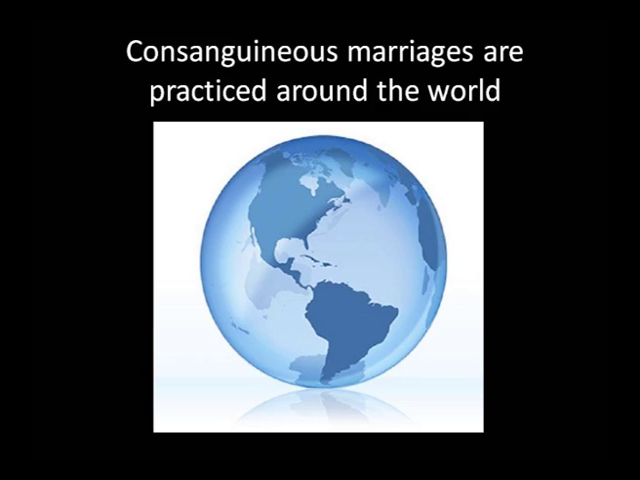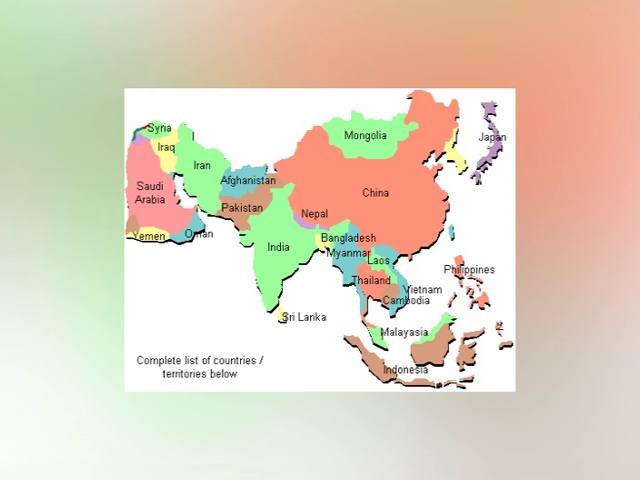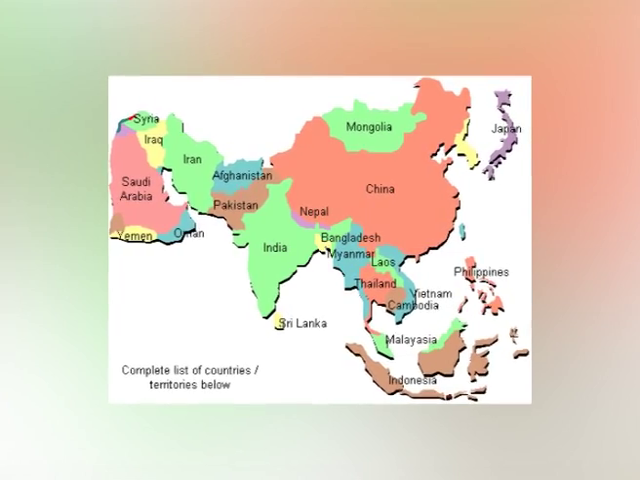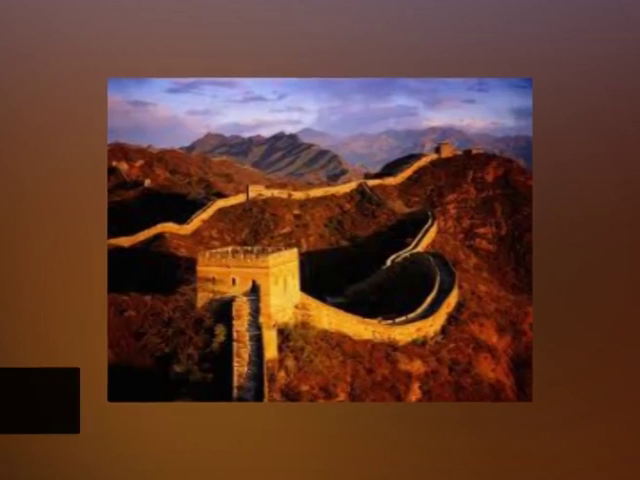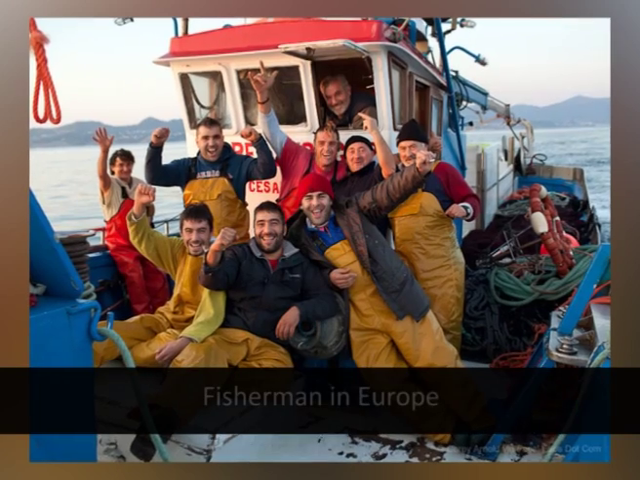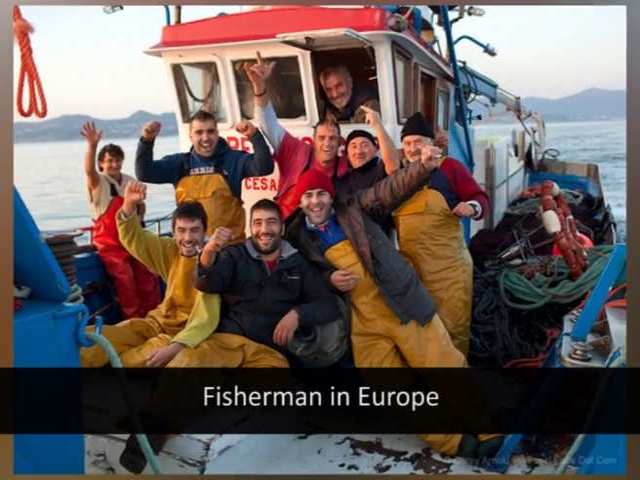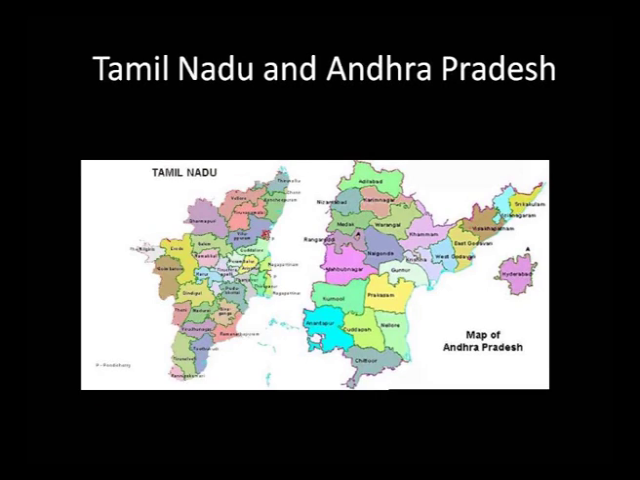Around the globe, consanguineous marriages have been practiced by many societies from time immemorial. It is widely practiced in Asia, North Africa, Switzerland, Middle East, some parts of China, Japan, and fishermen communities in Europe and America. 1 in 2 rural marriages in Tamil Nadu and Andhra Pradesh are consanguineous. What type of marriages are consanguineous marriages?